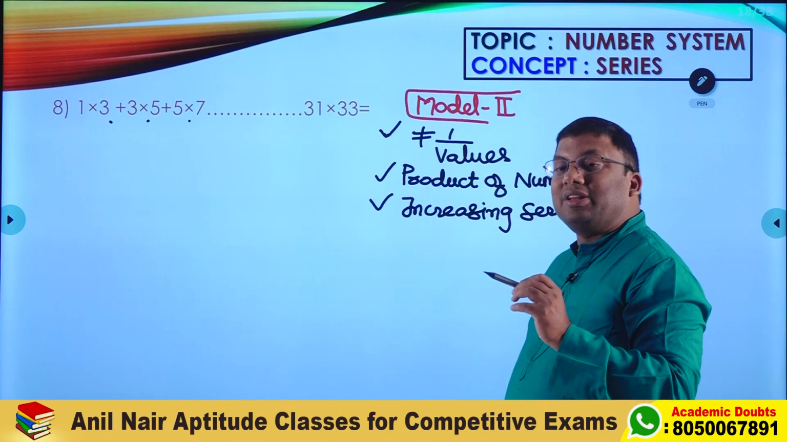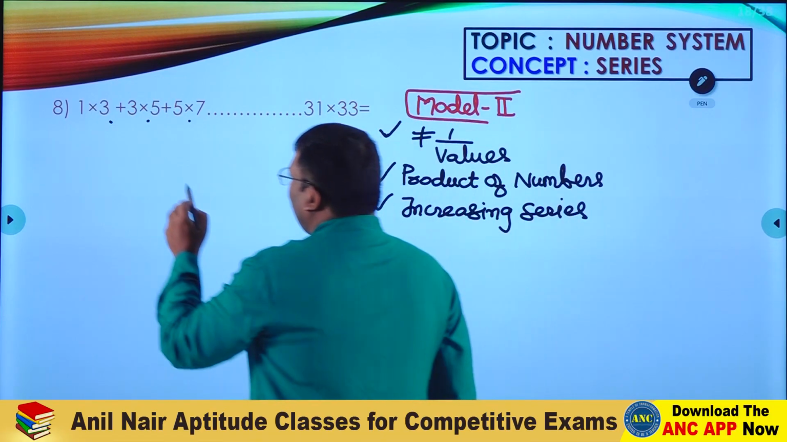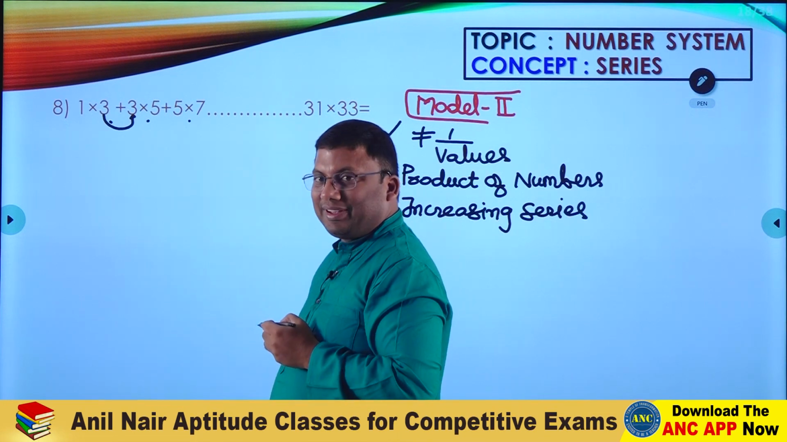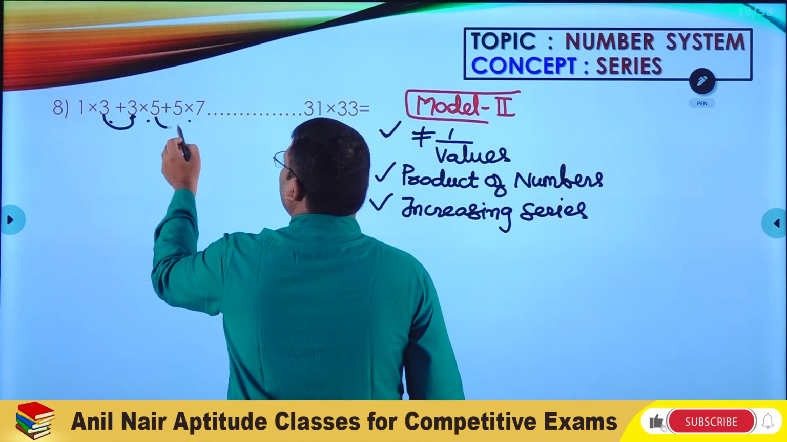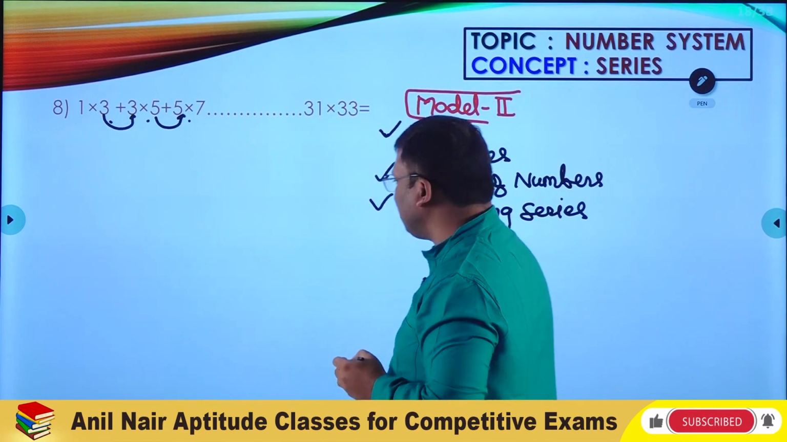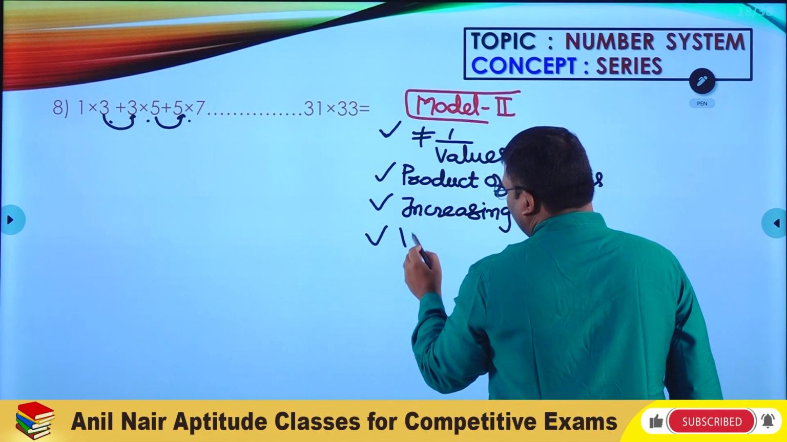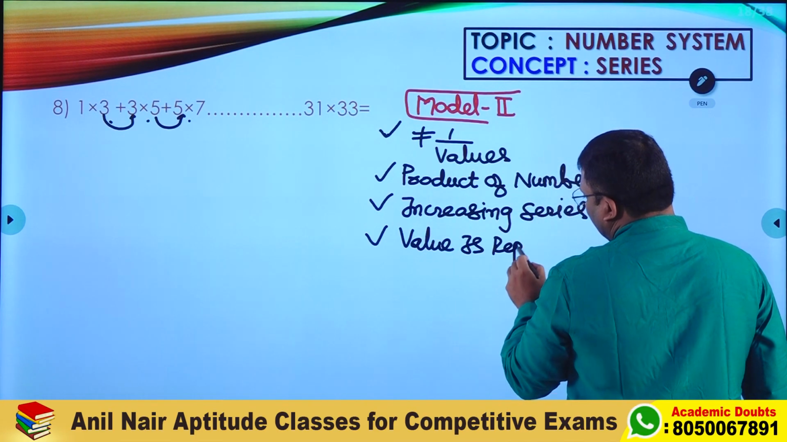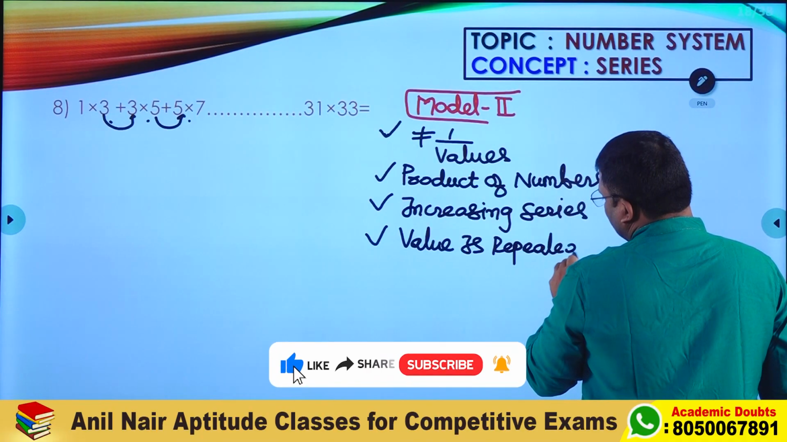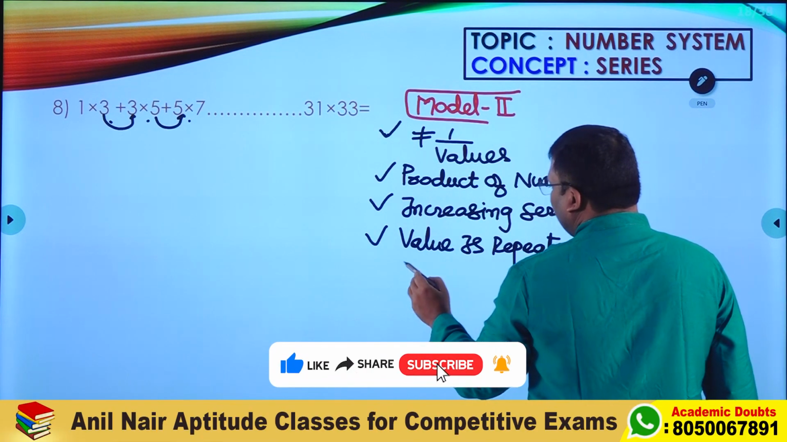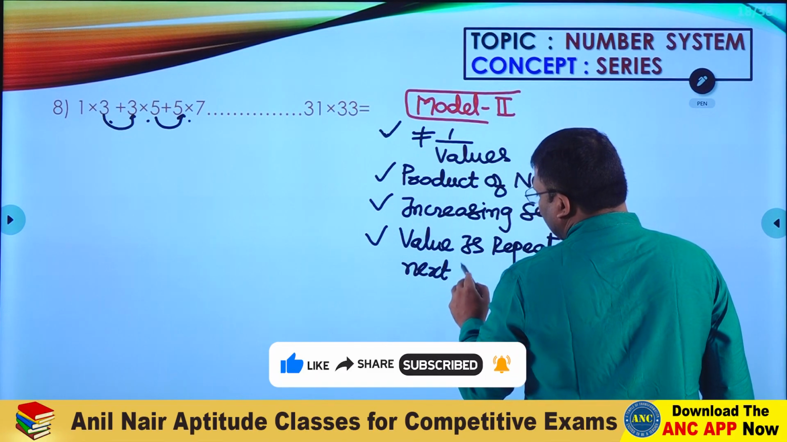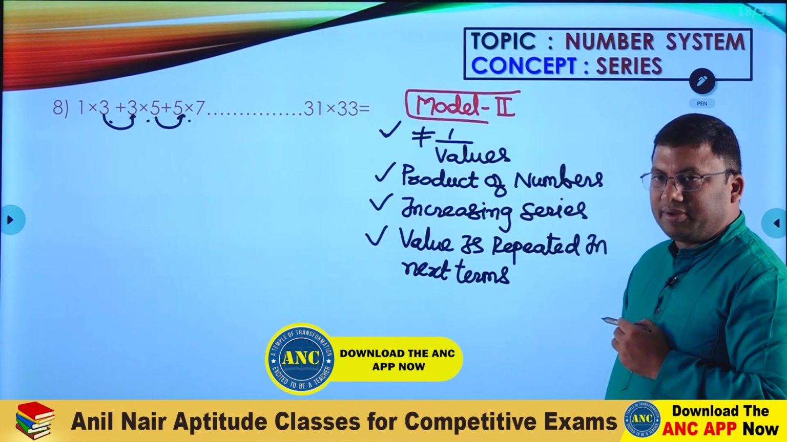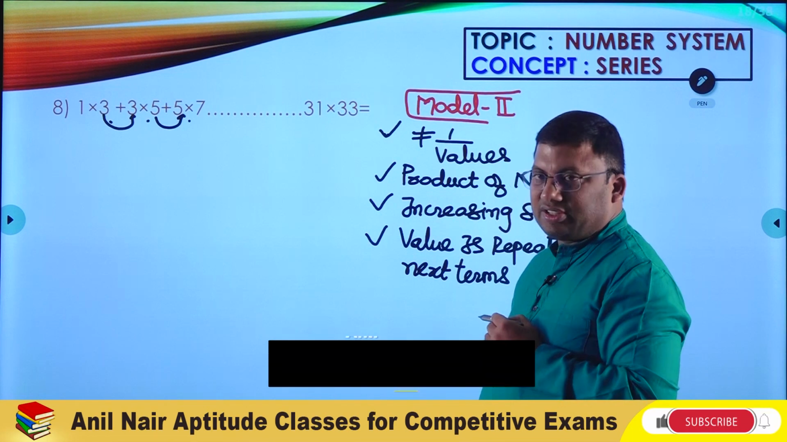Next one. One common thing in model 1 and model 2 is that in model 1, the value in the first term is repeated in the second term. Here also, the value is repeated. Please write down: the value is repeated in next terms.